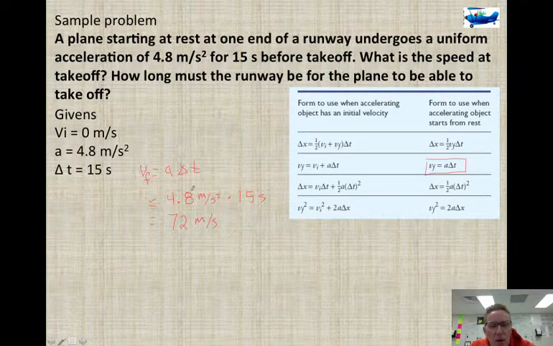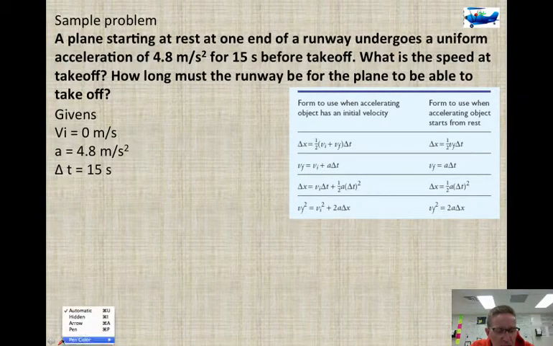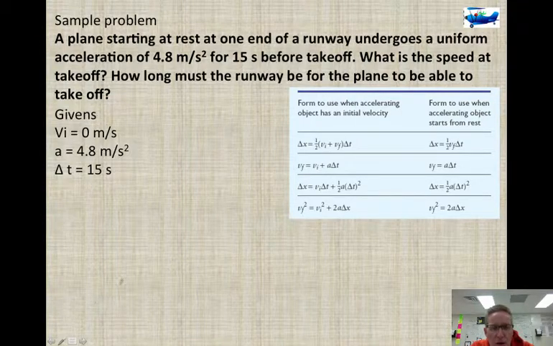And then the next part is, how long must the runway be for the plane to be able to take off? So we will look for an equation that has us finding displacement, because how long must the runway be is a distance or a displacement. And so we can look through our menu of equations. So here we have one with displacement.